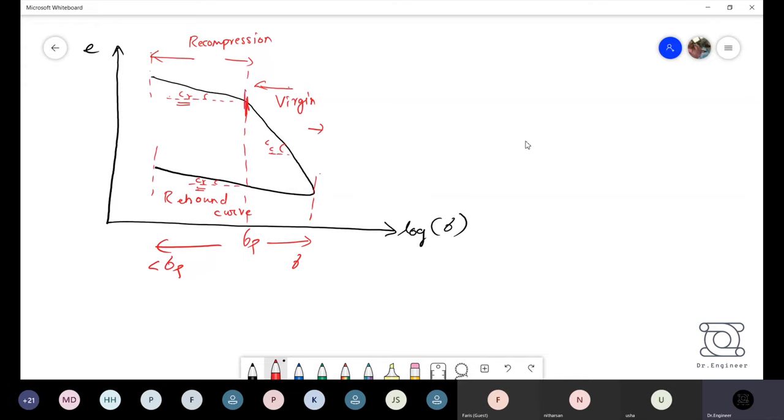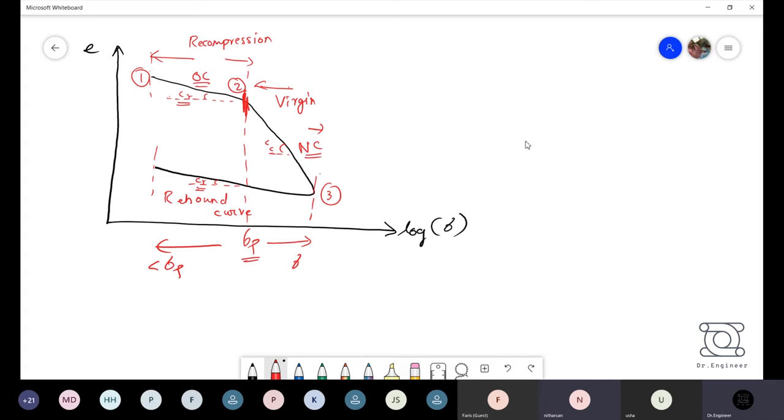So until this point, the clay is in OC state. This is the pre-consolidation pressure. From point 1 to point 2, the pre-consolidation pressure is sigma P in its stress history, and we are applying stress less than sigma P, so it is in OC state. Now from point 2 to point 3, you are applying a stress greater than sigma P, so now the soil is in NC state.